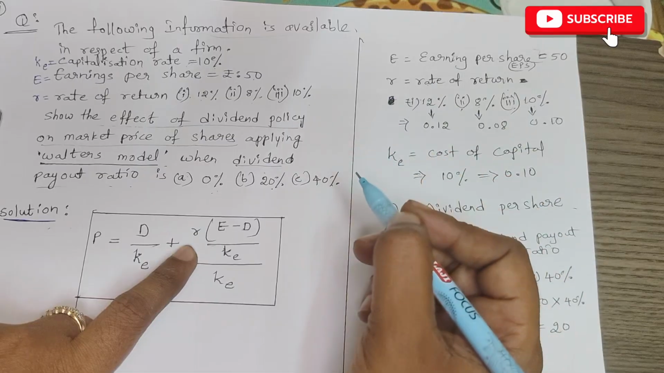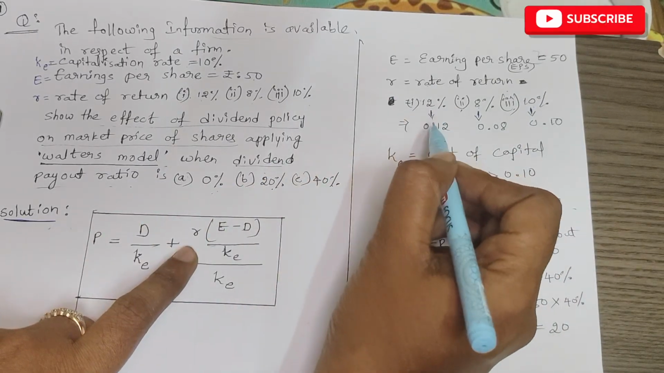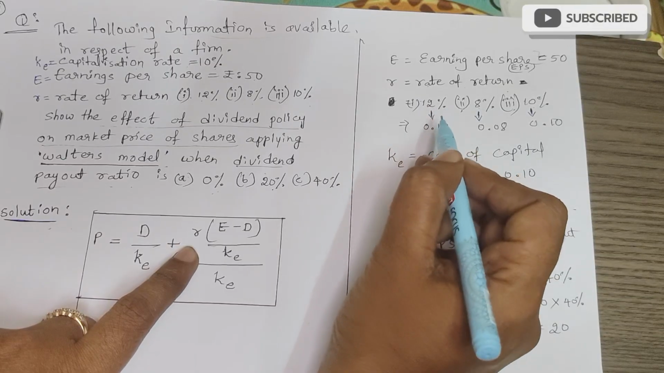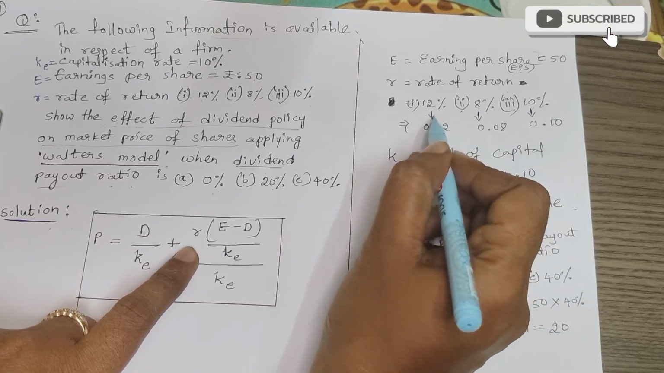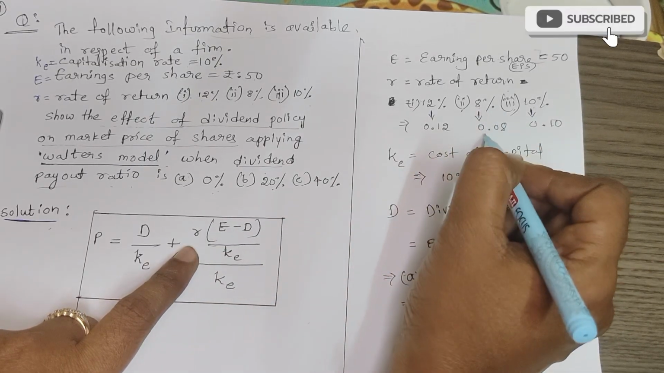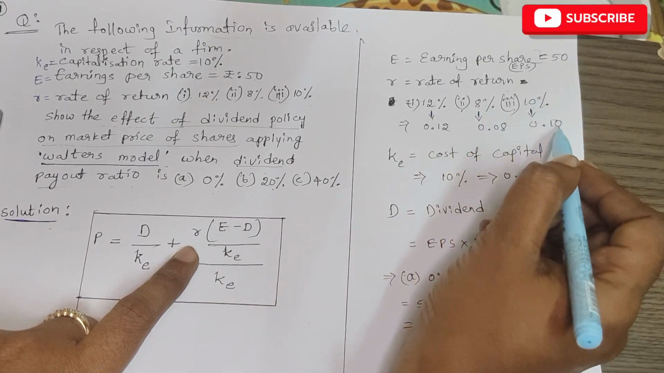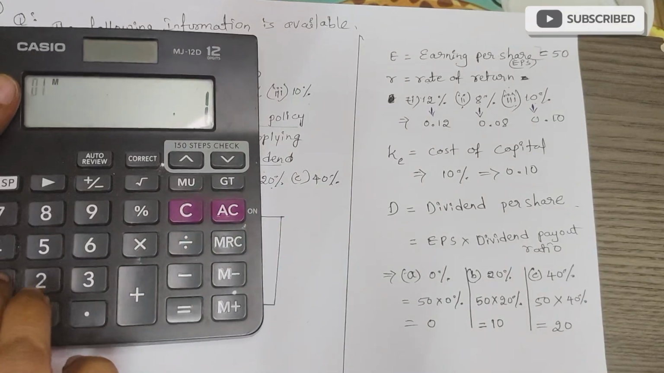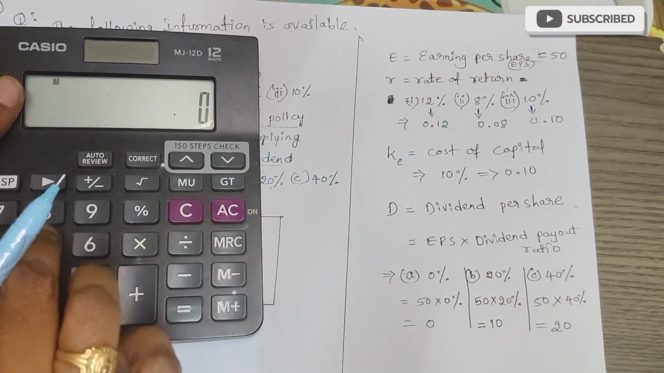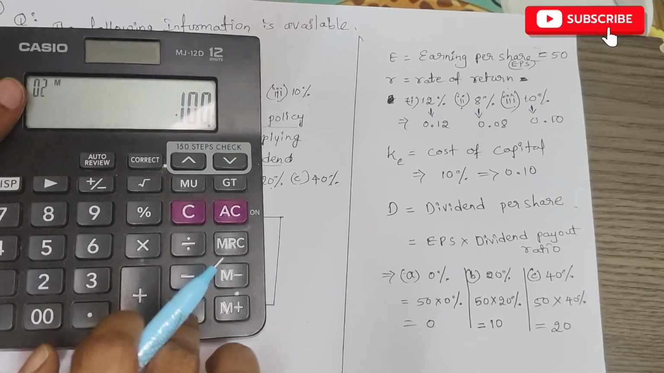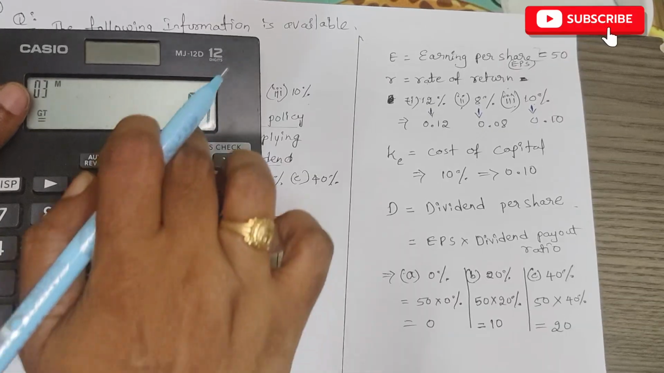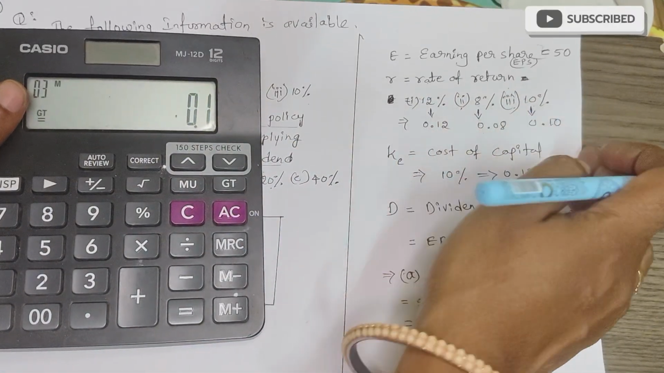But while calculating price per share, we have to convert the percentage into decimals. So 12% calculated gives 0.12. That value you need to take while calculating Walter's model. So 8% means 0.08, 10% means 0.10. See here, 12% means 12 divided by 100, 0.12. Likewise, 8 divided by 100, 0.08. 10 divided by 100, 0.1, that is nothing but 0.10 we can write.